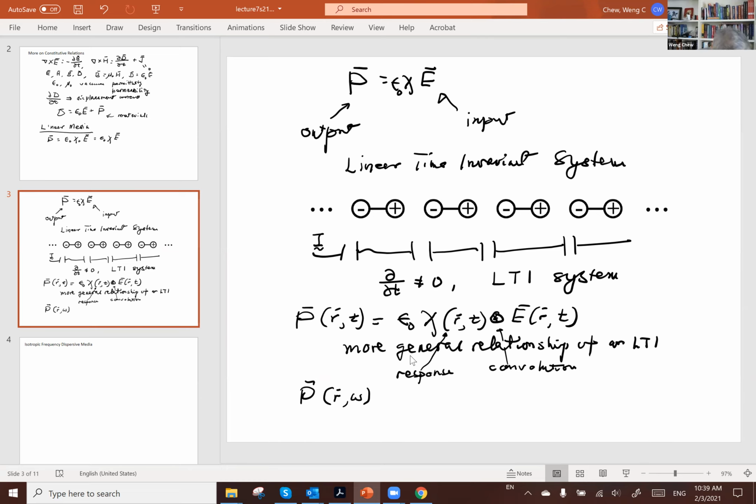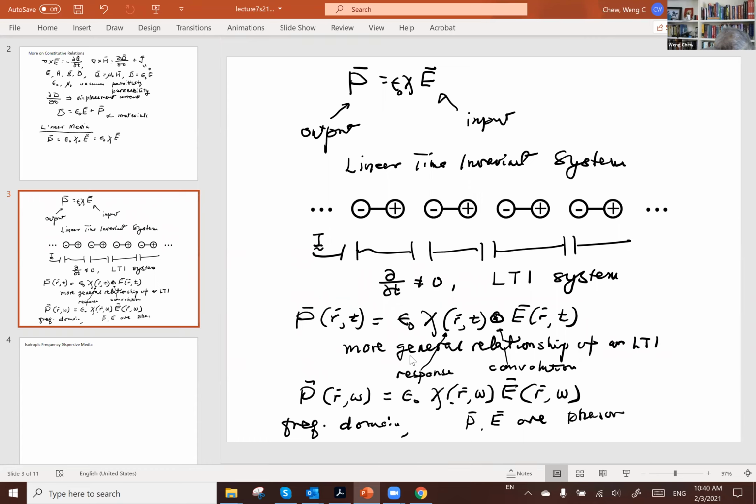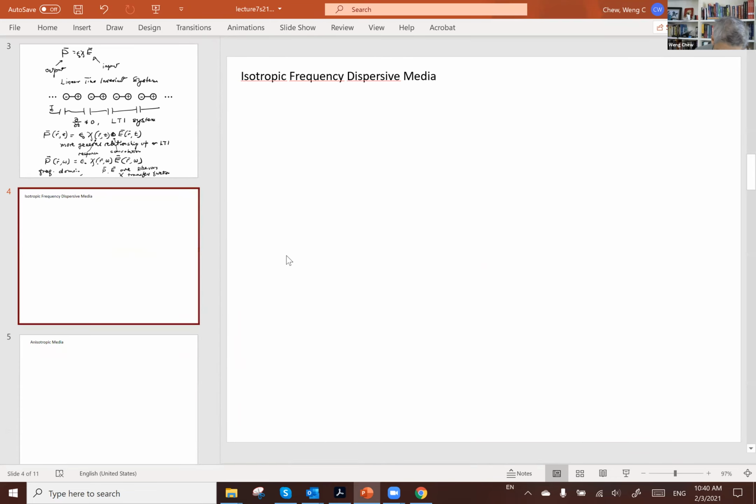This now is a phasor. And then the transfer function is just becoming a phasor again, a complex number. And this is what happens in the frequency domain. And all these P, E are phasors. And chi is what we call the transfer function in electrical engineering. Okay, any questions regarding this? So this is wonderful. This allows us to do things very simply in the frequency domain.